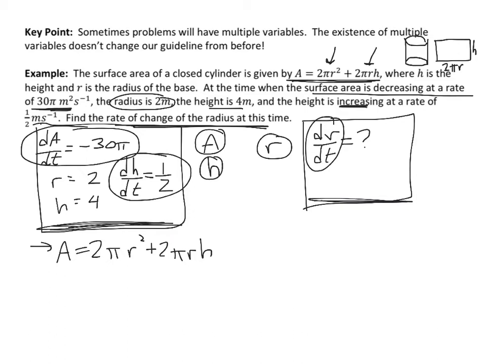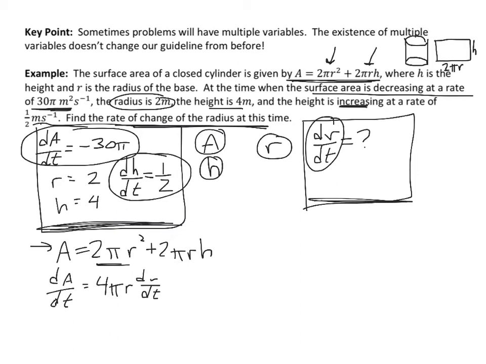So hopefully you've taken this derivative on your own. You've got the dA/dt. Remember, anytime I take a derivative of something that isn't t, I've got to have this dA/dt thing, dr/dt, dH/dt. The derivative of 2 pi r squared will be 4 pi r dr/dt.